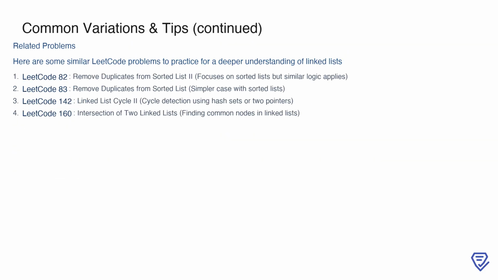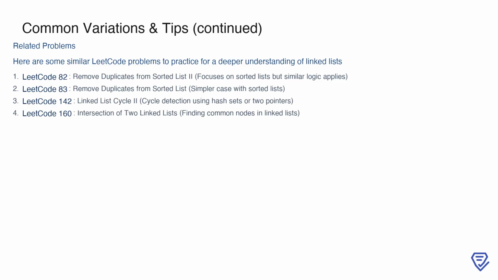To deepen your understanding of linked lists, it's helpful to practice related problems that build on similar concepts. For instance, LeetCode 82 focuses on removing duplicates from sorted lists, specifically targeting cases where duplicates should be entirely eliminated. LeetCode 83 presents a simpler variation, where you remove duplicates but only deal with a sorted list. This helps reinforce your knowledge of sequential node processing.